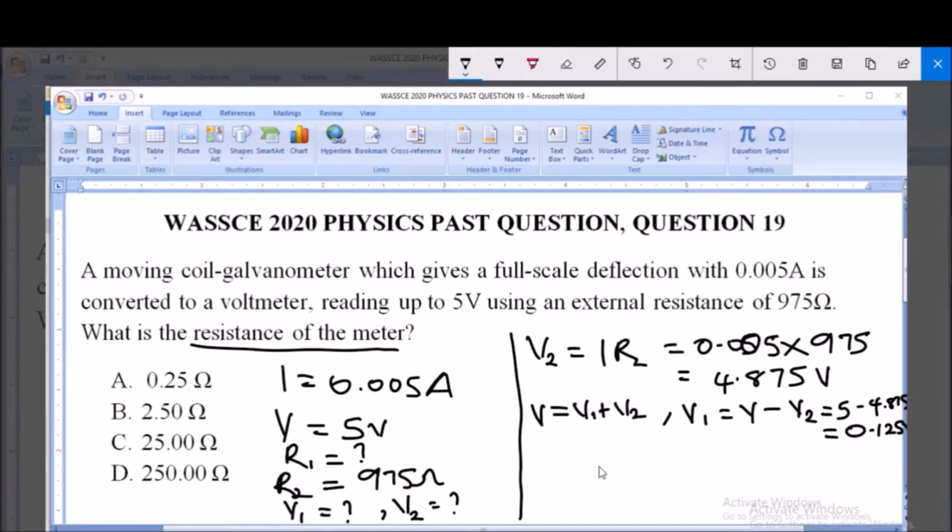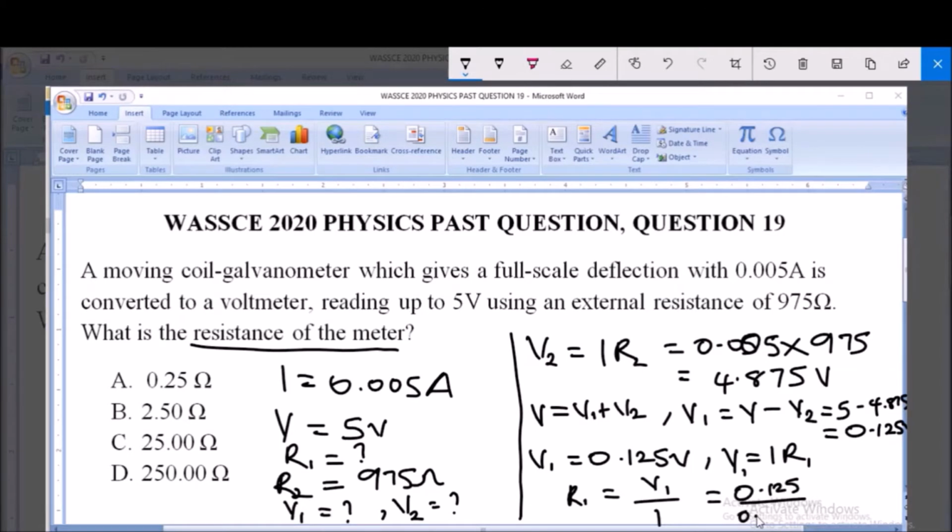Now, since we have V1 to be equal to 0.125 volts, we can now find R1, because R1 is the resistance of the galvanometer. From V1 is equals to I times R1, we say R1 is equals to V1 all over I, and this is equals to 0.125 all over 0.005, and this is equals to 25 ohms. So 25 ohms is the resistance of the galvanometer, and that is option C.